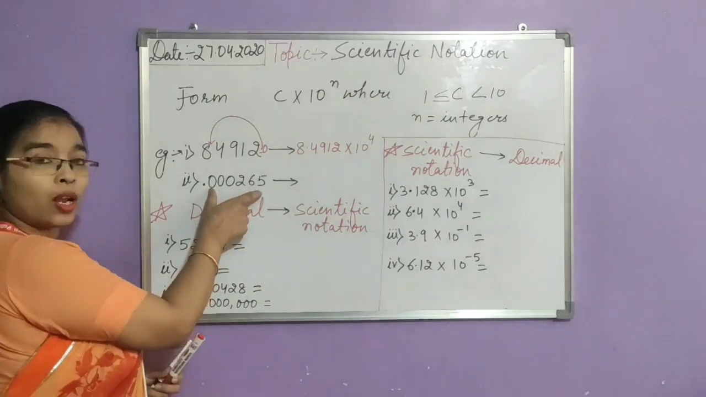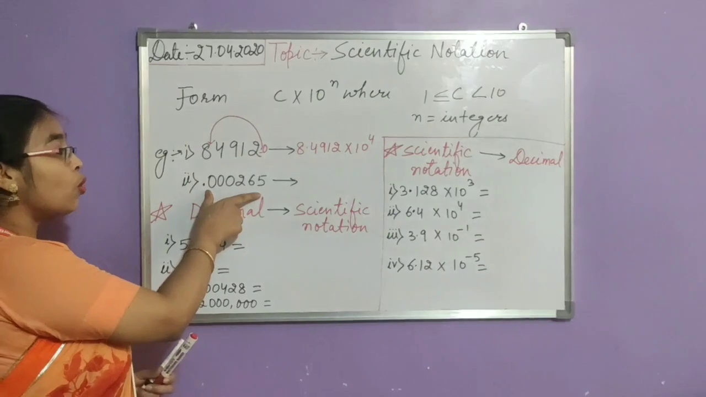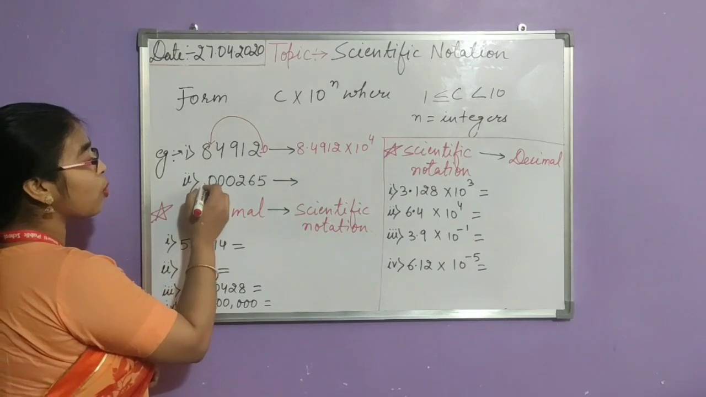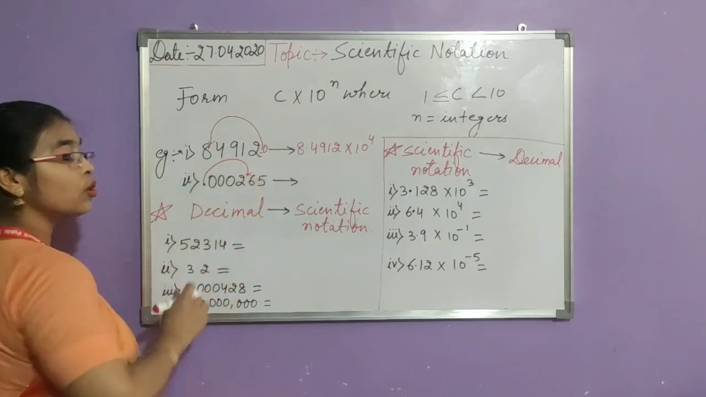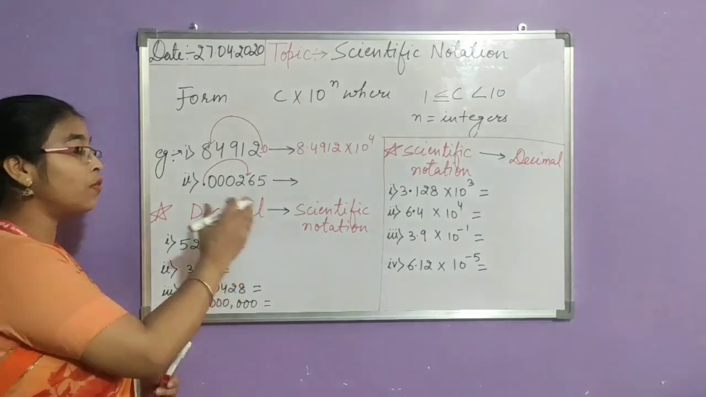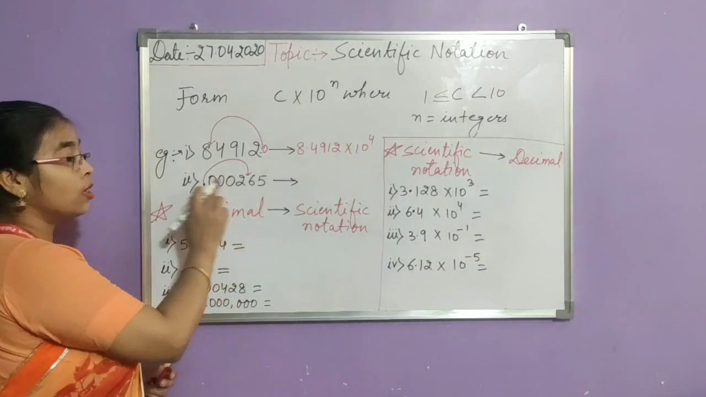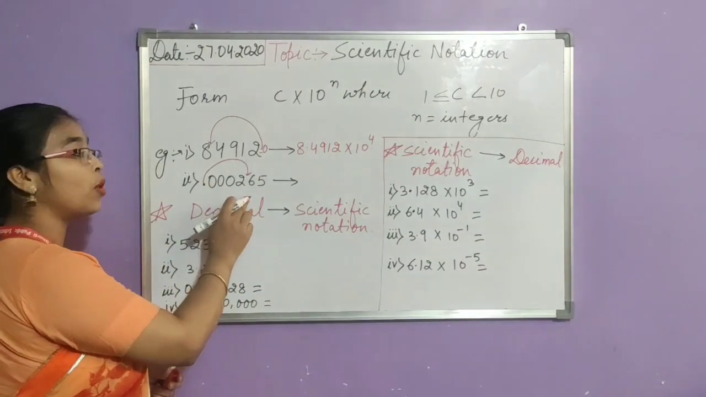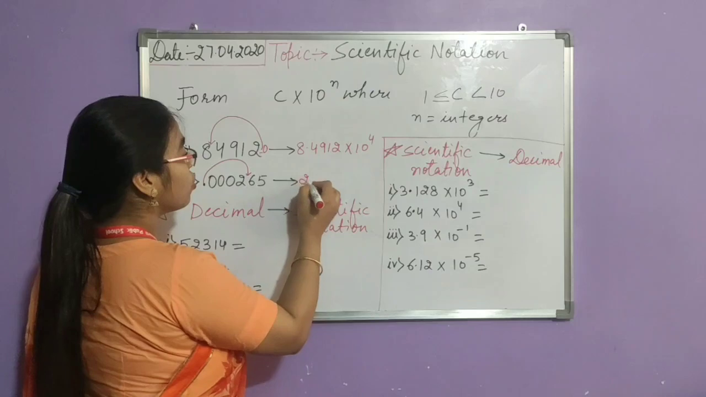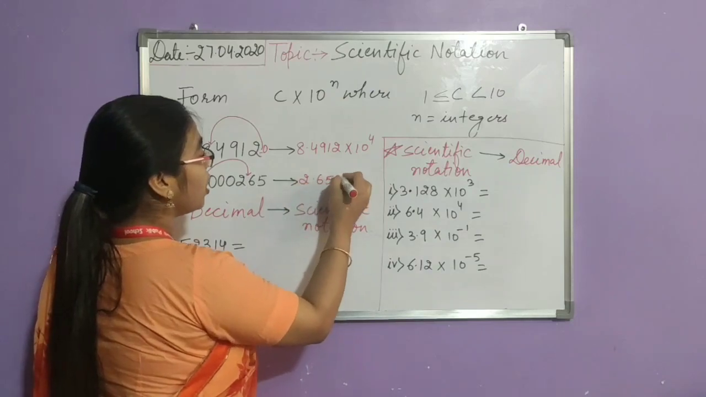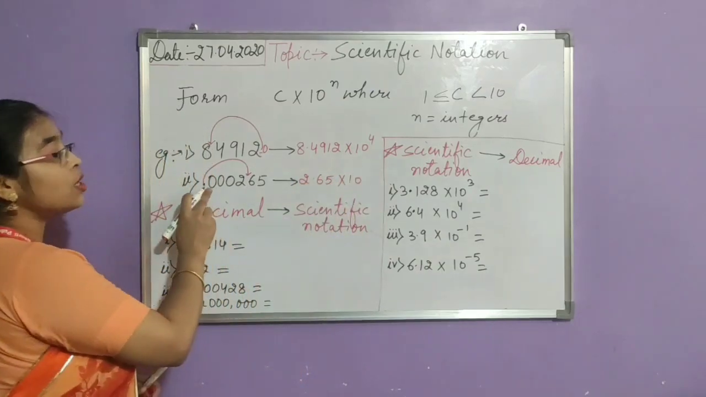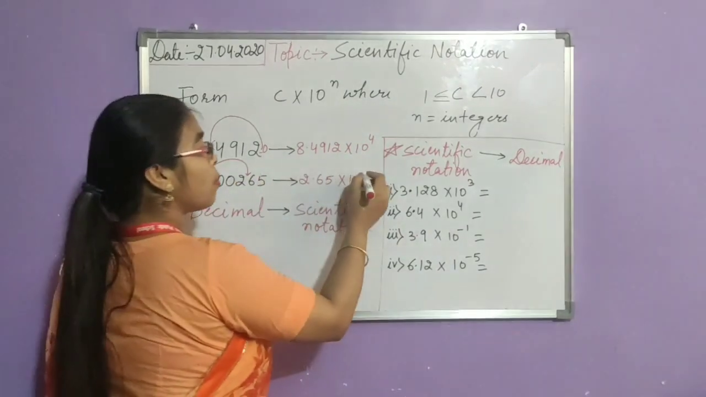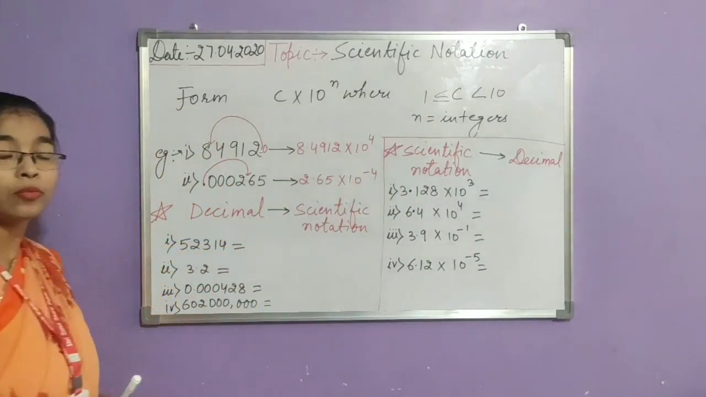Now this one is a smaller number. So in order to write down the smaller number, we have to move this point to the right side of the decimal point. This is the decimal point and we have to move to the right side of it. So its value will be 2.65 into 10 to the power. How many digits have we crossed? 1, 2, 3, 4. So here minus 4 will come.